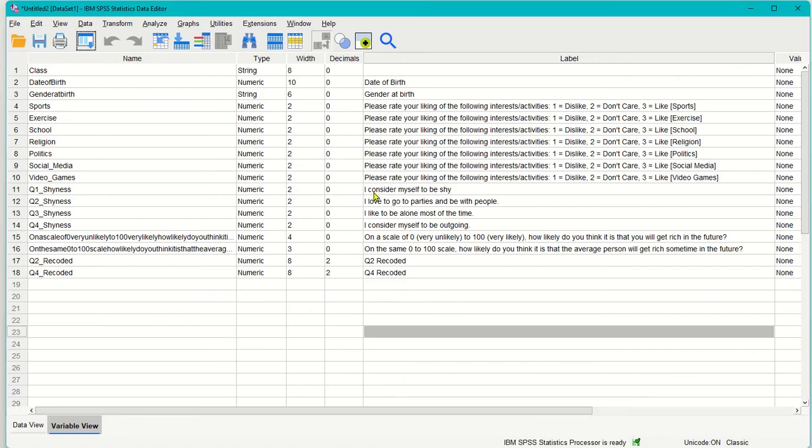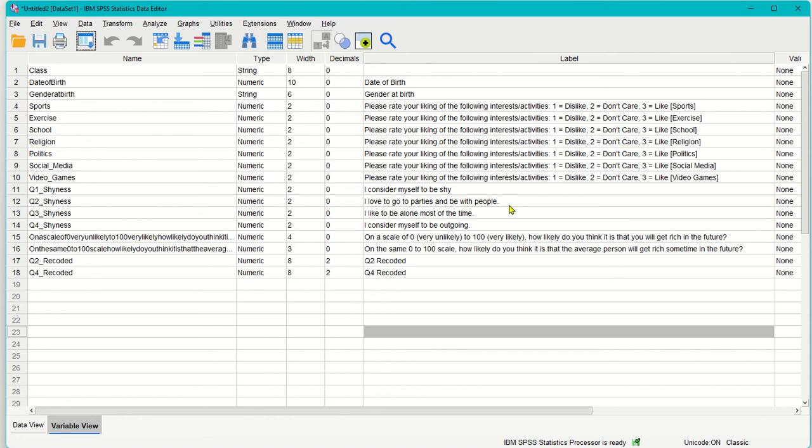And here you can see where it says, I consider myself to be shy. It's a Likert scale between 1 and 5, 1 meaning you very much disagree, and 5 meaning you very much agree. If I answered 5, it means I would consider myself to be very shy. So the second question, as well as the fourth question here, where it says I love to go to parties and be with people, well, then that is the opposite, right? So a 5 in this case means you're much more outgoing.